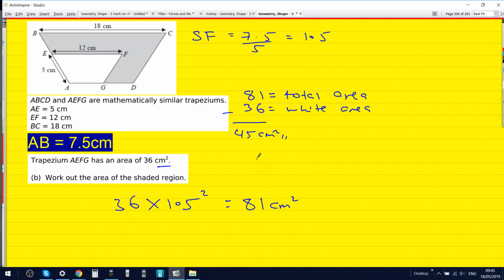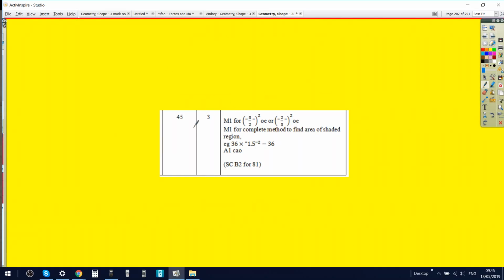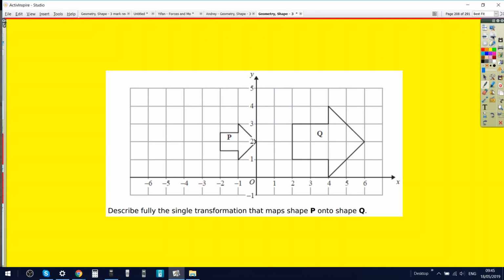Let's see. So because you don't have enough sides, you can't possibly do a half a plus b h, and in fact you don't even need to. You can use AB and AE to get the scale factor, and then you just do small area times scale factor squared to get total area, the big area, and then find the difference for those. Okay. So that's 45.